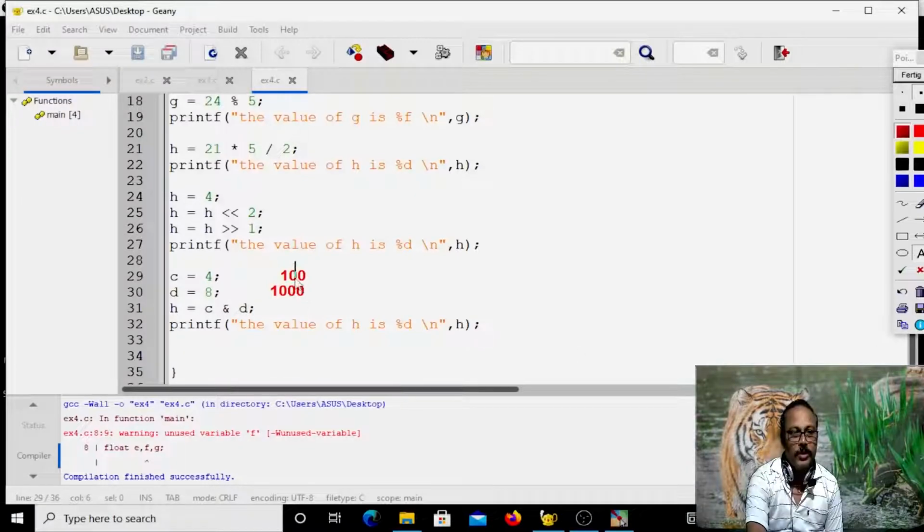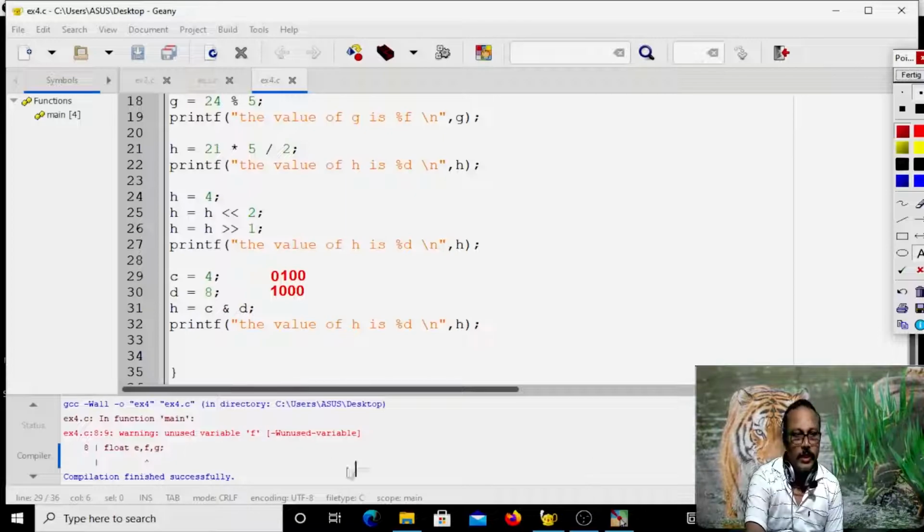So 0 0 is 0, 0 0 is 0, 1 0 is 0, 0 1 is also 0. Actually here there will be 0. So all are zeros.